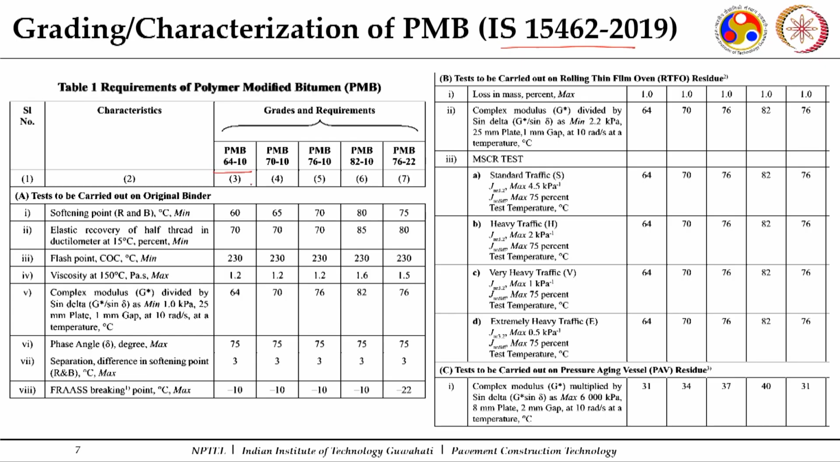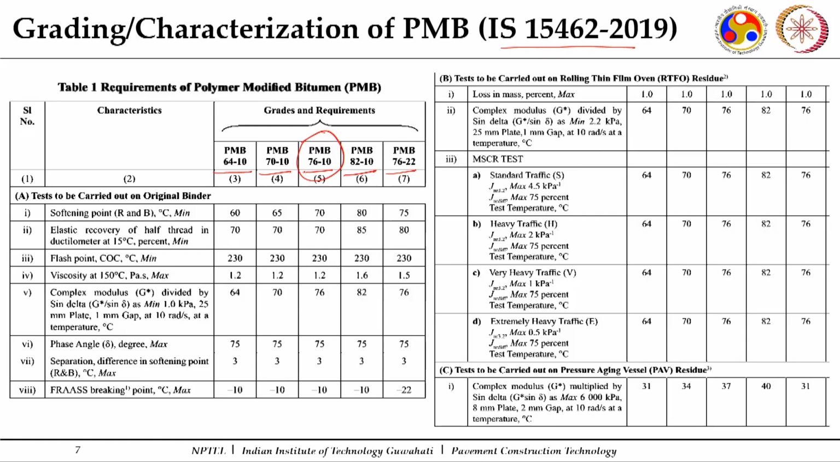You can see one grade is PMB 64 minus 10, second is 70 minus 10, third is 76 minus 10, fourth is 82 minus 10, 76 minus 22. So 64 represents the maximum pavement temperature for which this particular binder is suitable, and minus 10 is the minimum air temperature which can be for that particular region. So any region experiencing a maximum temperature around 76 degrees and a minimum temperature of minus 10 degrees, this PMB 76-10 will be suitable for it.